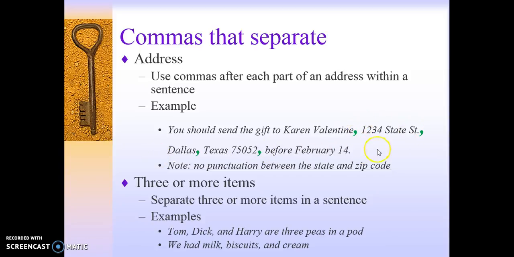You also want to use commas when you have three or more items. So you want to separate three or more items in a sentence with commas. "Tom, Dick, and Harry are three peas in a pod." So you see the word Tom, you see the person Dick, and Harry. Notice that you have commas. We also had milk, biscuits, and cream. Notice there are three items or more. You're going to separate them with commas.